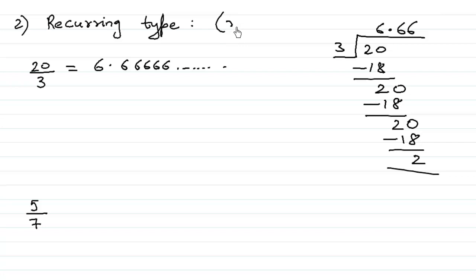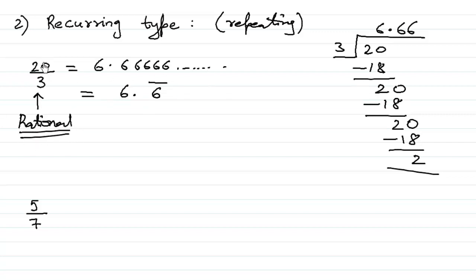Recurring means it keeps on repeating itself. So that digit or a set of digits, they repeat continuously. We can rewrite this as 6.recurring 6. So this is a recurring type, but remember, this is also a rational number. Why is it a rational number? Because we have an integer in the numerator and we have a non-zero integer in the denominator. Similarly, 5 upon 7 is also a rational number.